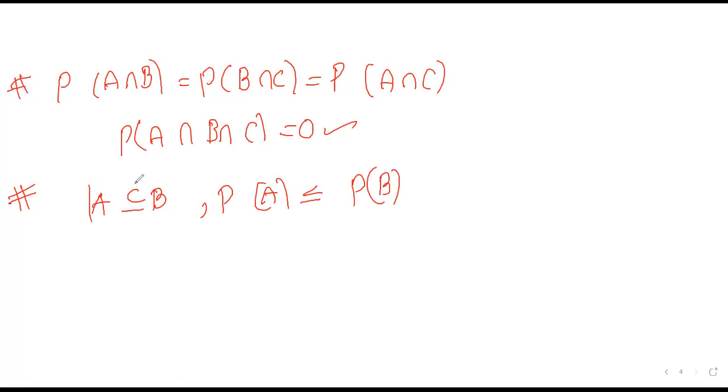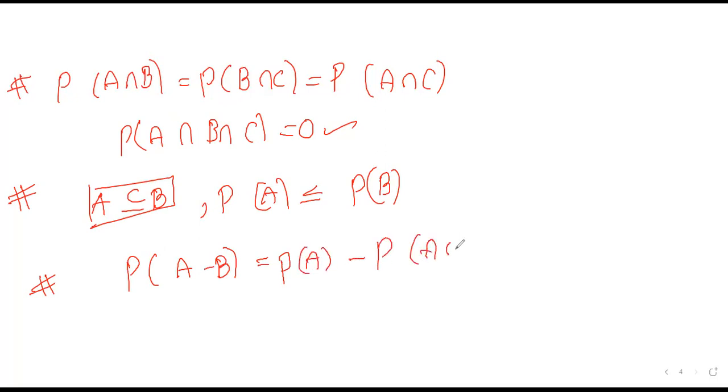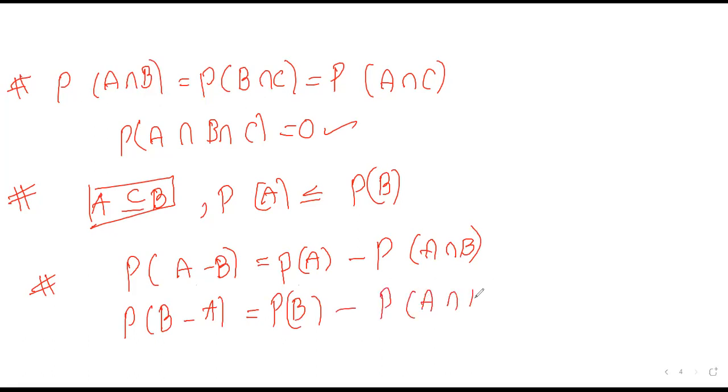If A is a subset of or equal to B, then I can say that P of A is less than or equal to P of B. Then the associative property says that P of A minus B is equal to P of A minus P of A intersection B. Similarly, P of B minus A is equal to P of B minus P of A intersection B.